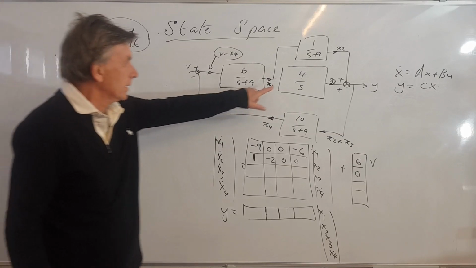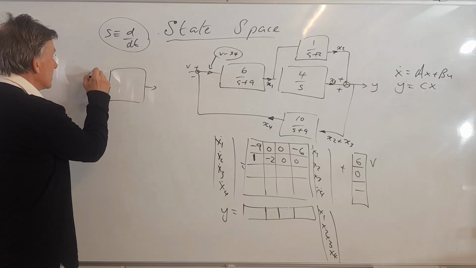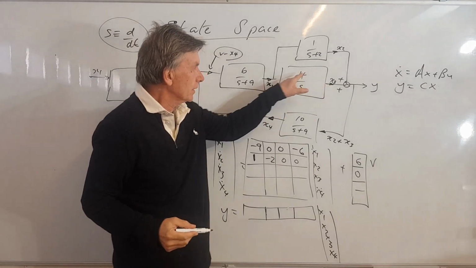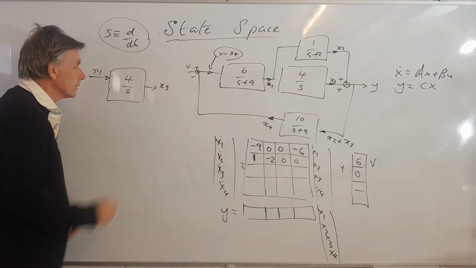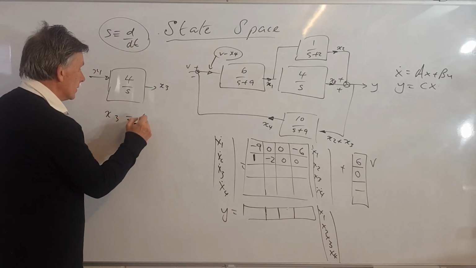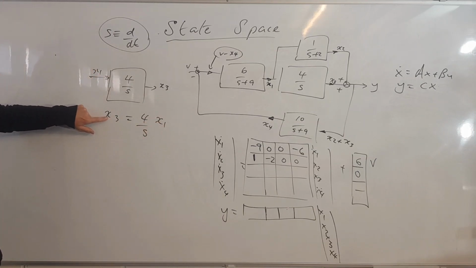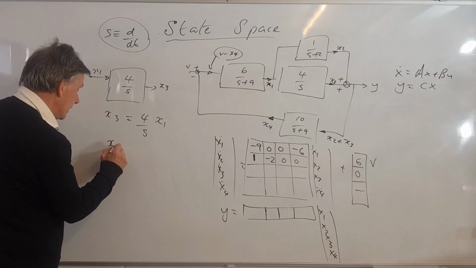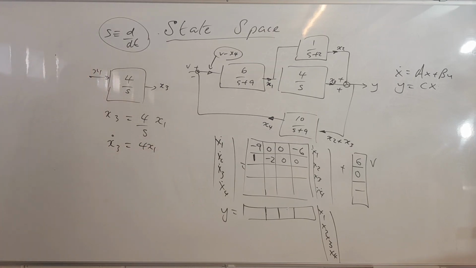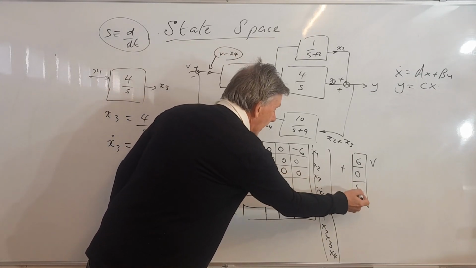Now go for the next one, which is going to be this one here. So this is similar to the one we've just done. This time it's got x1 going in, and this time it's got x3 coming out. There's x3 there, and it's got a 4 over s in the box. So this now is this times this. So x3 is equal to 4 over s times x1. If we move the s up here, s times x3 is x3 dot. So x3 dot is 4x1. This is a nice easy one to do now. So x3 dot is 4x1, so it's going to be a 4 in there, 0, 0, 0, and a 0 in there.